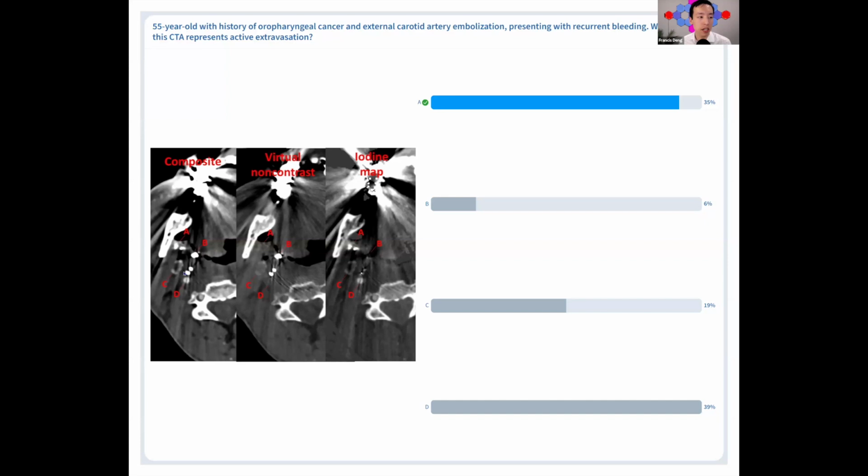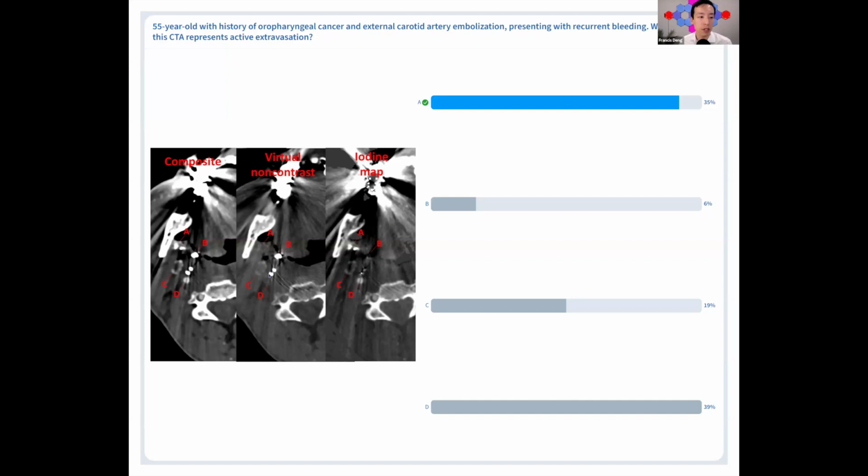Some of you chose C. C here is bright on the composite image, bright on the virtual non-contrast, and also bright on the iodine map. But this represents calcium. This is a calcified lymph node that has dystrophic calcification in this region. The reason it's calcification and not contrast is that we see it as density on the virtual non-contrast image.